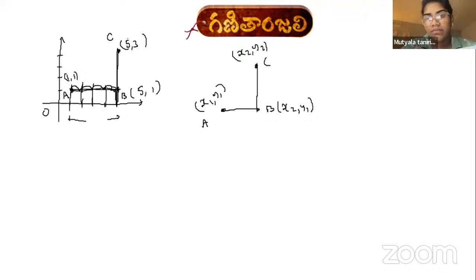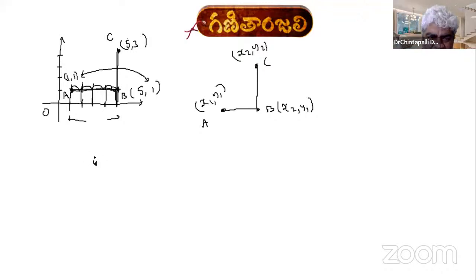A to B. You know, y coordinates of these 2 points are same. There is a difference between x coordinates. What is the difference between x coordinates? 4, sir. That's the distance between these 2 points.